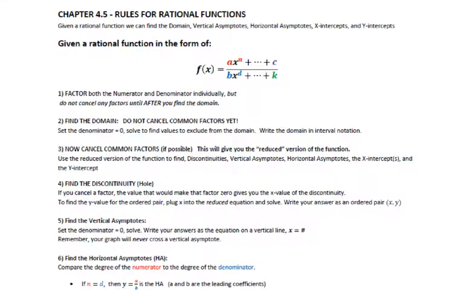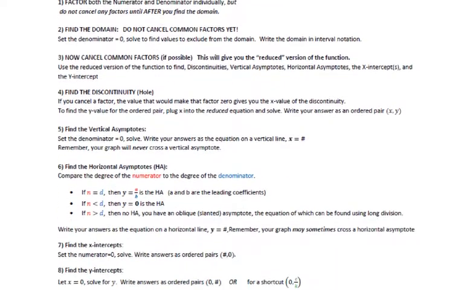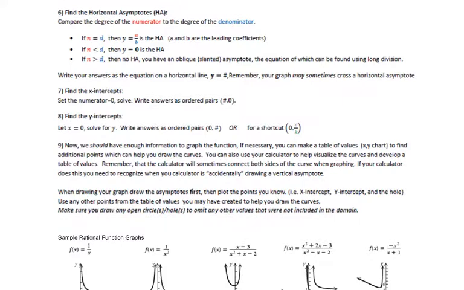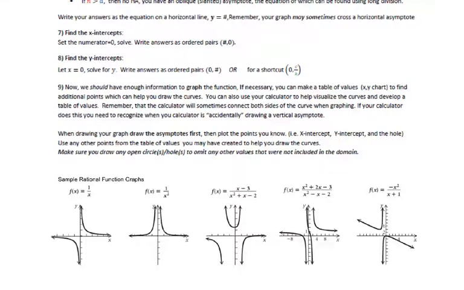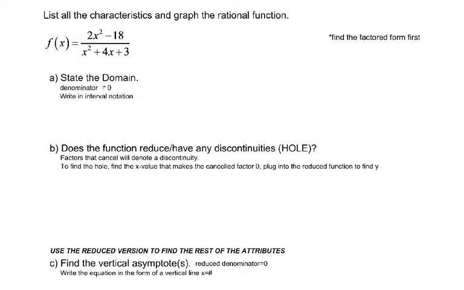So now that we've had some practice with our new parts, holes, vertical asymptotes, and horizontal asymptotes, we're going to continue along here and graph some functions, pulling it all together simultaneously. So here we have a rational function, and we're going to list all the characteristics and create the graph.